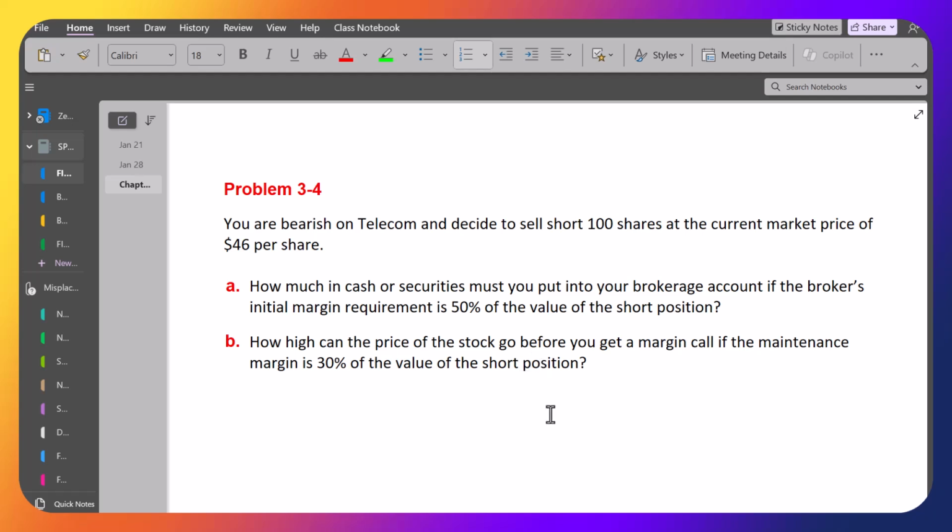You are bearish on telecom and decide to sell short 1,000 shares at the current market price of $46 per share. Part A asks how much in cash or securities must you put into your brokerage account if the broker's initial margin requirement is 50% of the value of the short position.